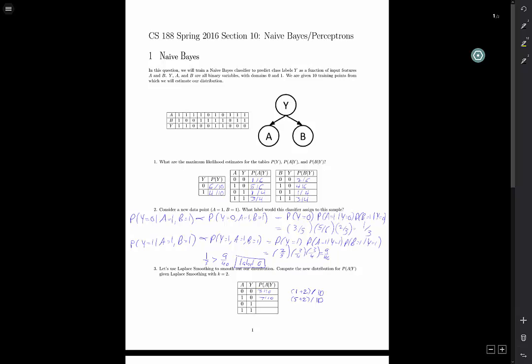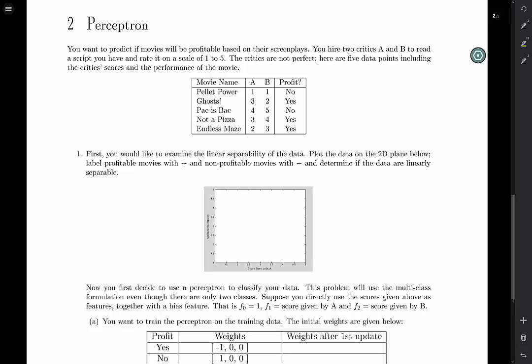And now we'll do the same for this one. Given that Y equals 1, how many times was A 0? One time. And I'm adding two artificial samples to it. Now given Y equals 1, how many times was A 1? Three times. And I add artificial samples to it. Now what do I divide by? Whatever normalizes it to 1. So I have 3 and 3 plus 5, which is going to be 8. So we get 3 over 8 and 5 over 8. Okay, so now we'll move on to perceptrons.